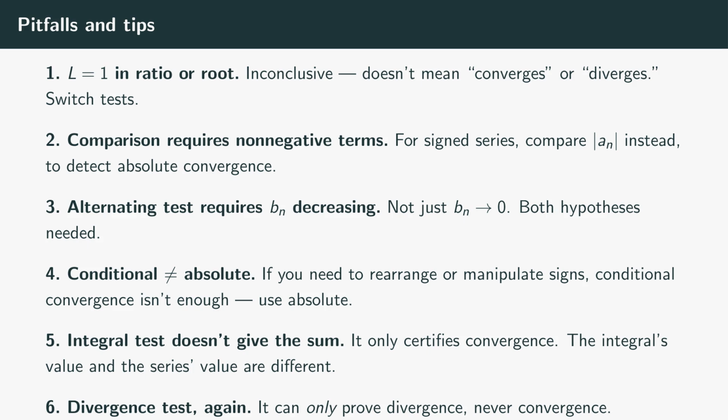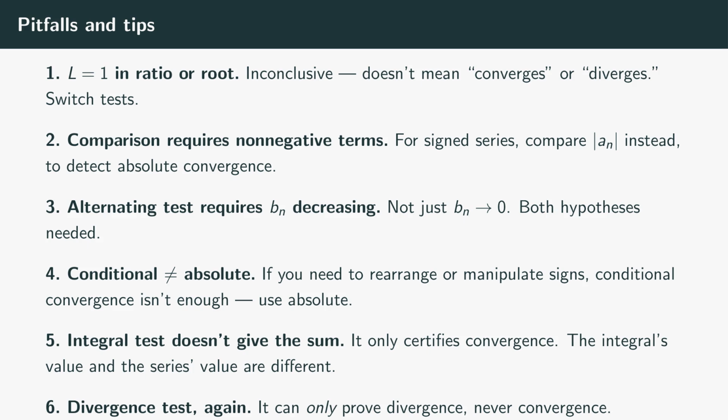2. The comparison tests, both direct and limit, require non-negative terms. If your series has signs, you compare the absolute value of a sub n to a benchmark instead, which detects absolute convergence. From there, the absolute convergence theorem upgrades to ordinary convergence.